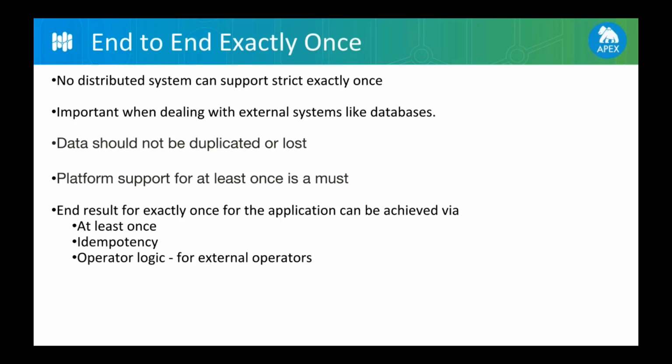So end-to-end exactly once is basically that the data should neither be duplicated nor should any of the data values be lost, right? In this case, like I said, the platform support for at least once is a must because we would not like to lose the data, right? In case of Apache Apex, how do we support exactly once?